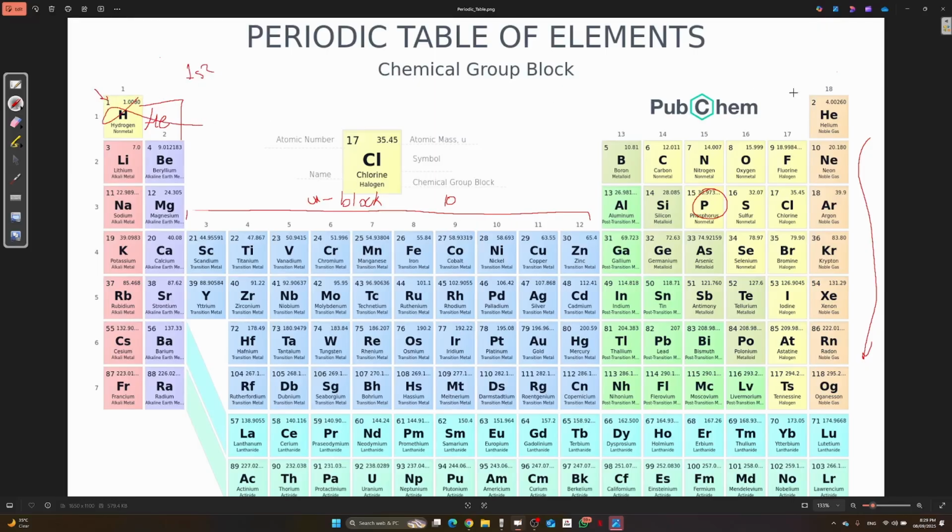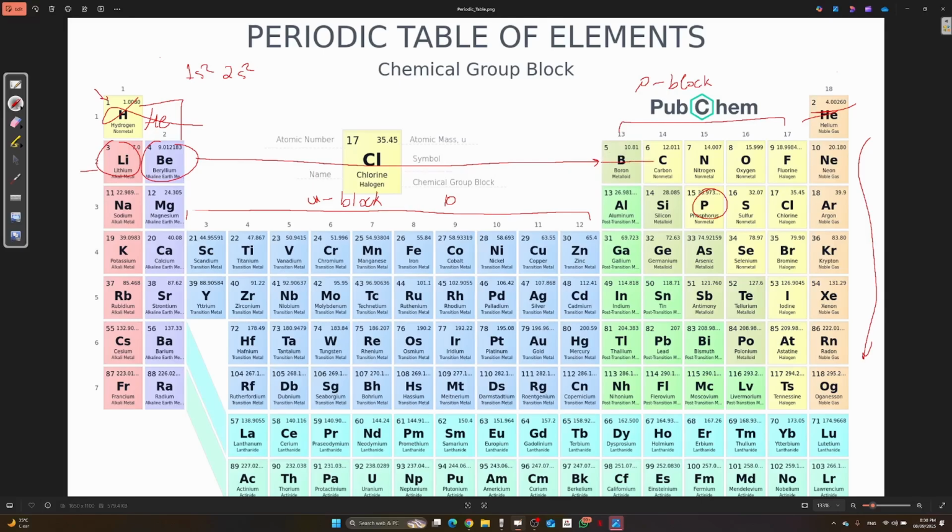Go next. Is there anything here? No. Next row. 2S2. Why 2S2? Because 1, 2. Continue going. We're still on the same row. Now we reached what block? The P block.